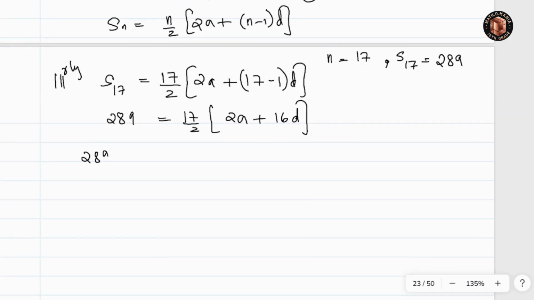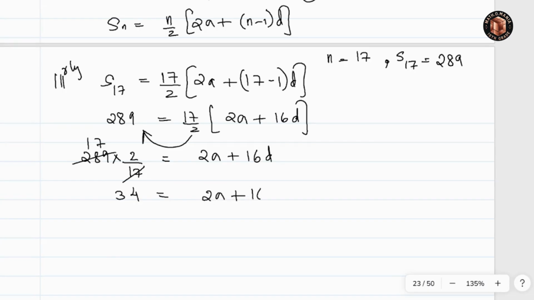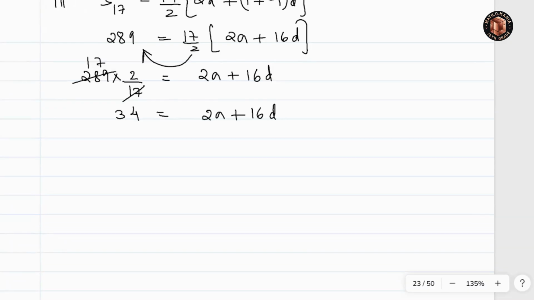Here again I can do one thing. I can take the 17 by 2 to the opposite side, which is 2 by 17, so it equals 2a plus 16d. This 17 and 289 I can cancel and I will get 17 here, right? Then I get 17 into 2 equals 34, which equals 2a plus 16d. Here also I can divide the equation by 2. So 34 divided by 2 is 17. 2a divided by 2 is a. 16 divided by 2 is 8d.